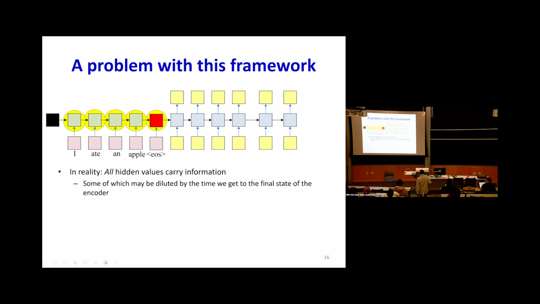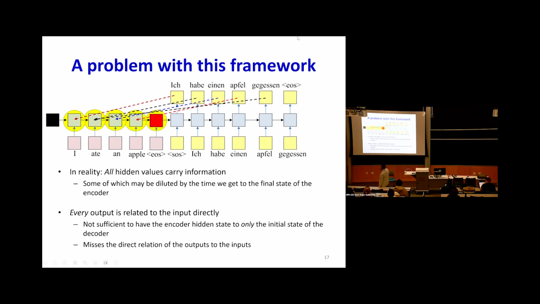So in reality, all of the hidden values carry information, and this is going to get diluted by the time you get to the end. If you look at the actual associations that are most pertinent, the word ish is best associated with the word I, right? The word Apfel is best associated with the word apple. And you're smooshing all of these into the one representation in the red box. So this correspondence that actually exists is being lost.